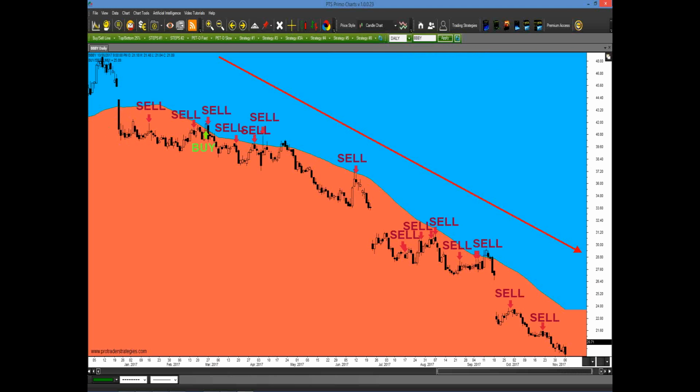in BBBY, okay? Now, there was a buy signal once again, just to be fair and transparent, but guess what? Look at the slope. The slope was going down, so you would not have been in any trouble there because the market momentum was to the downside.